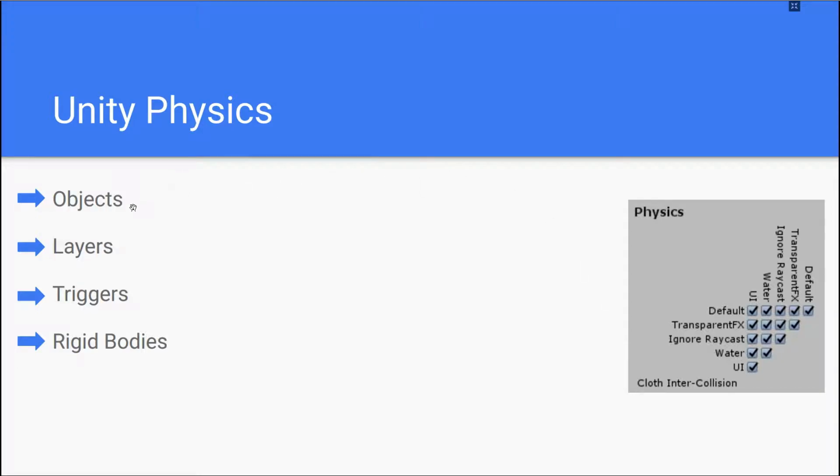In previous classes we have seen what objects are, layers, triggers and rigid bodies. In today's class we are only using triggers and rigid bodies to detect collision.